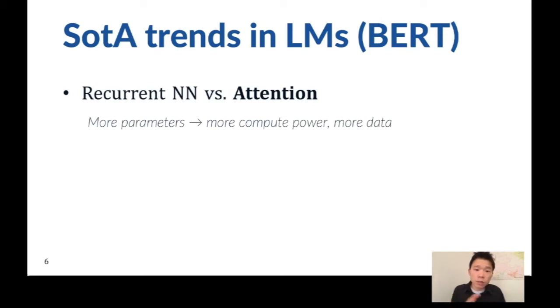Some of the trends that we find in these language models, especially with BERT, is that we're moving from recurrent neural networks to attention in language modeling, which means that there are more parameters to learn. Attention takes more parameters, which requires more compute power and more data, but that's available for languages like English and a few other languages. It's not quite as available, digital data anyways, in some other languages.